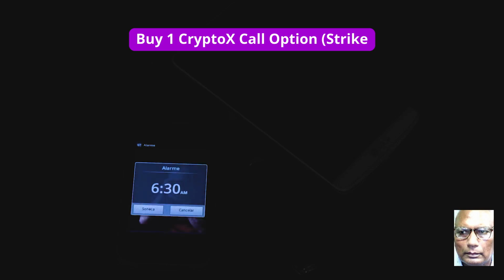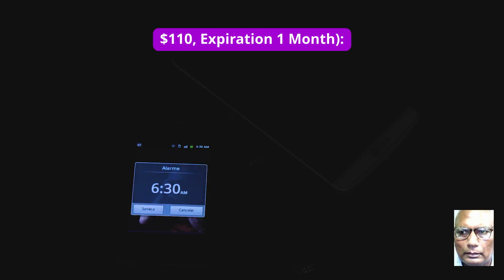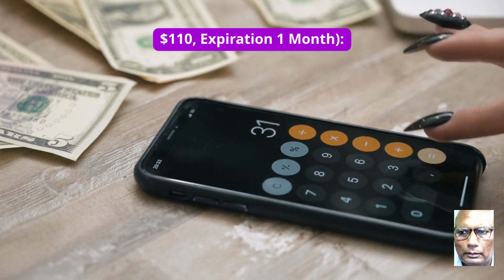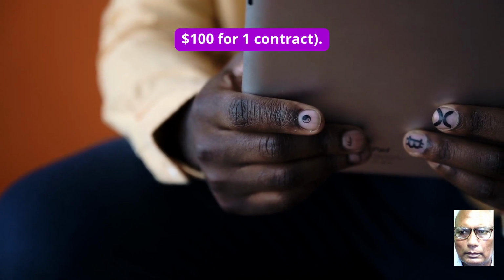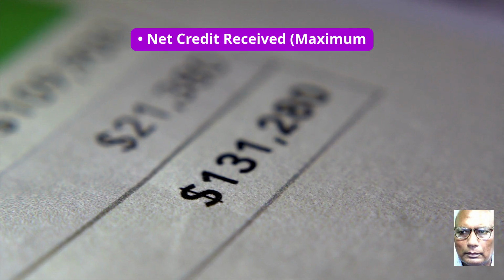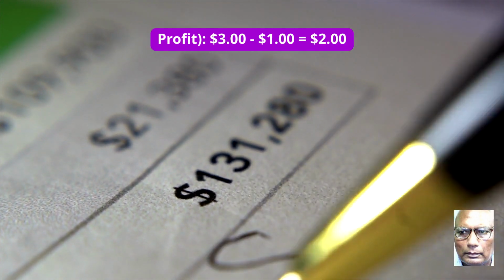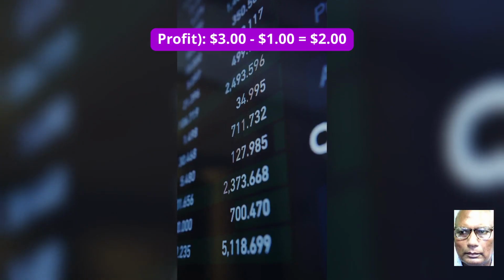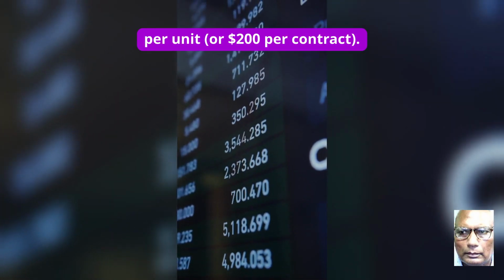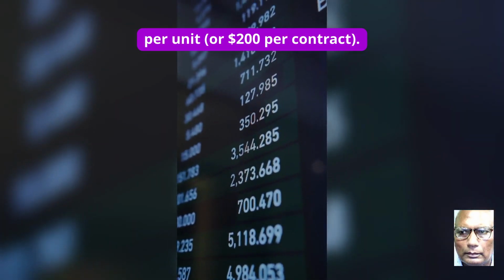2. Buy 1 Crypto X call option, strike $110. Expiration 1 month. You pay a premium of $1. This means you pay $100 for 1 contract. Net credit received, maximum profit: $3 minus $1 equals $2 per unit, or $200 per contract.